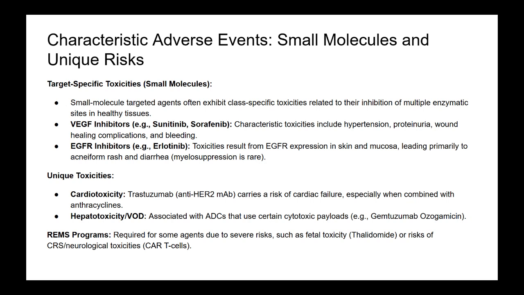Similarly, small molecule EGFR inhibitors designed to treat cancers driven by EGFR mutations frequently cause an acneiform rash, looks like acne, and diarrhea, because EGFR signaling is also very important for the normal function and maintenance of the skin and the lining of the gut mucosa. The toxicity is inherent to inhibiting the target pathway, wherever it's expressed. It's not typically an attack by the immune system itself. That distinction is crystal clear.